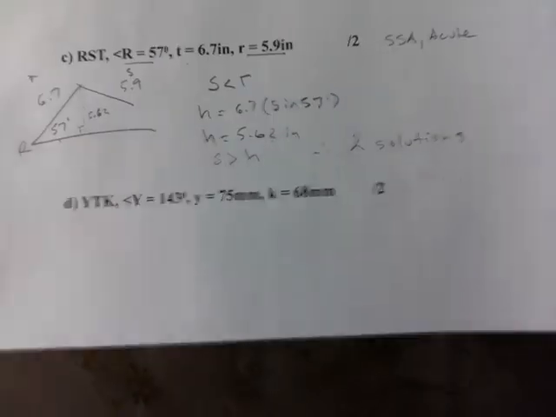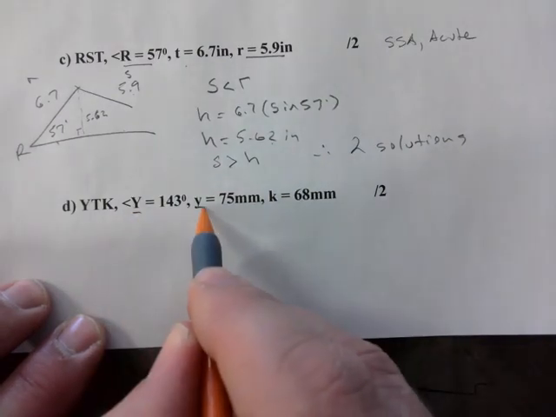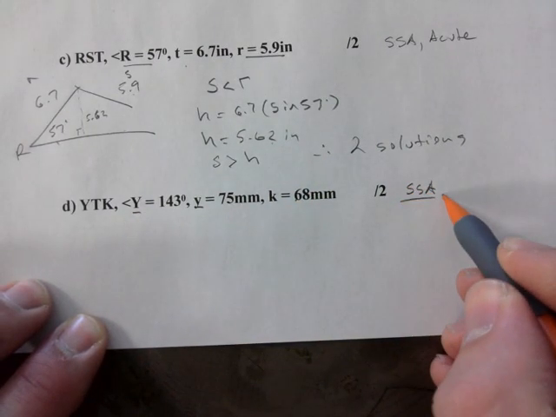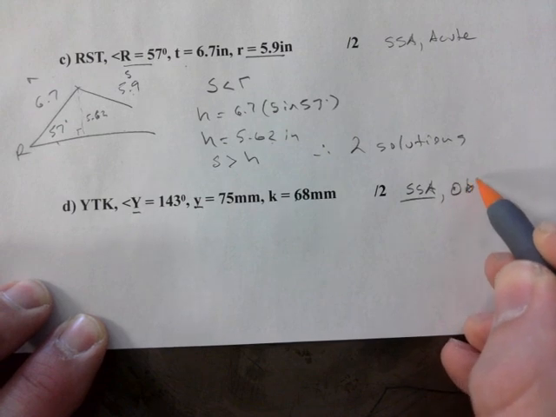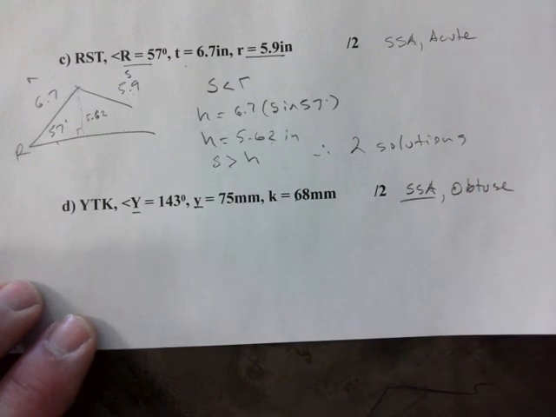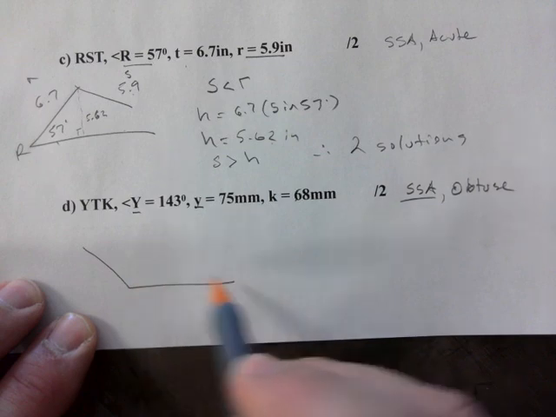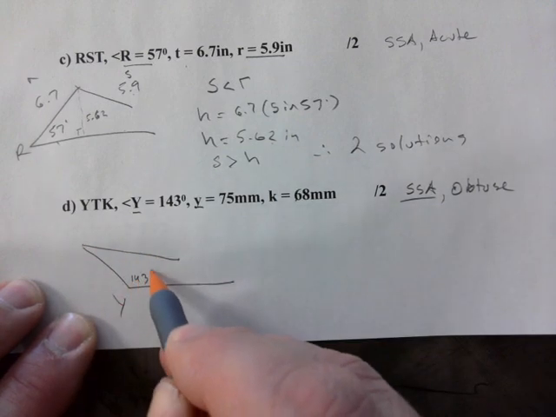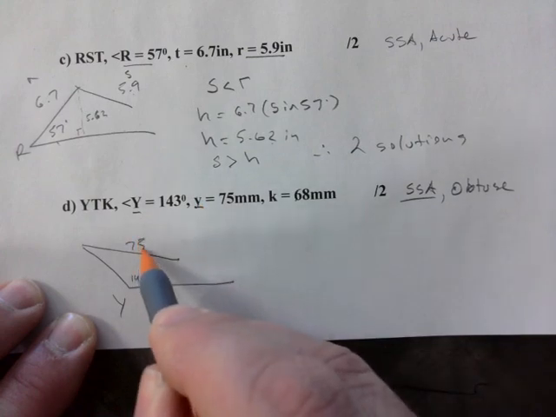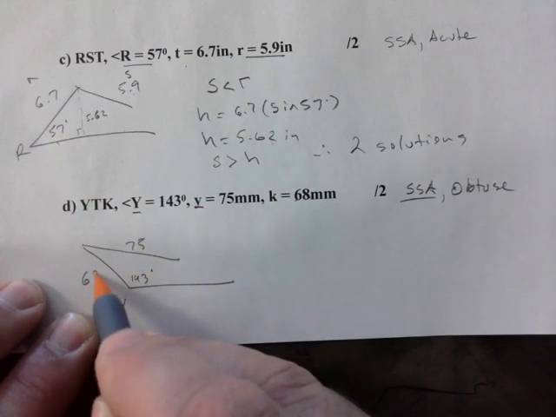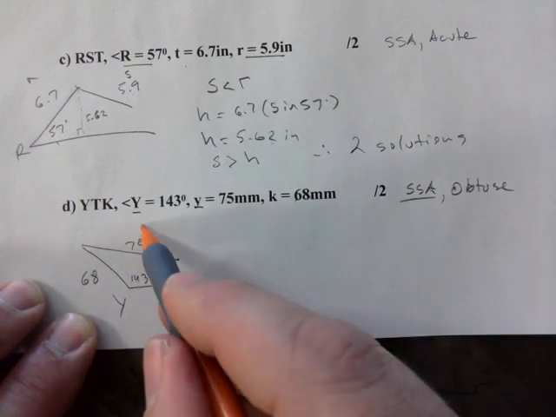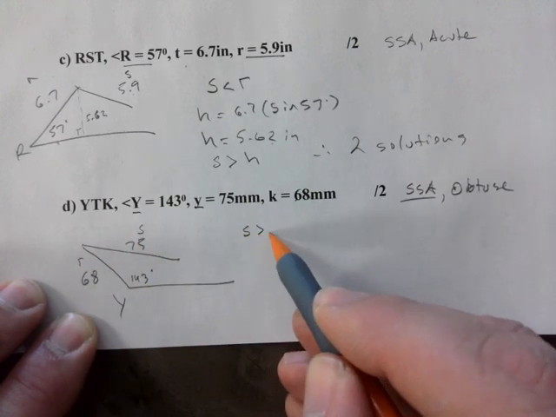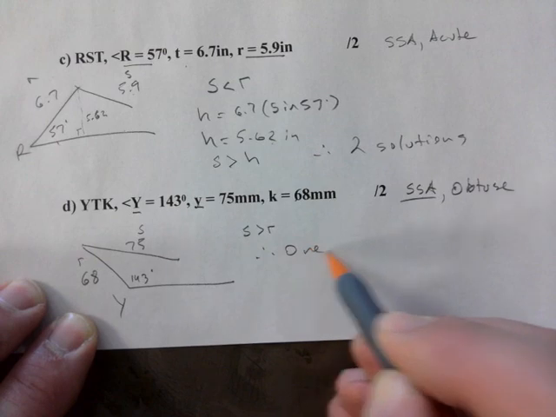And the next one, Y and Y, so that's a pair, and another side. This is SSA, and it's obtuse. So the nice thing about obtuse is you don't need to find the height. You just need to make sure you make it look like this. Y goes here, and 75 goes there. 68 would go there. This is the string, and this is the rod. String is greater than rod, therefore one solution.